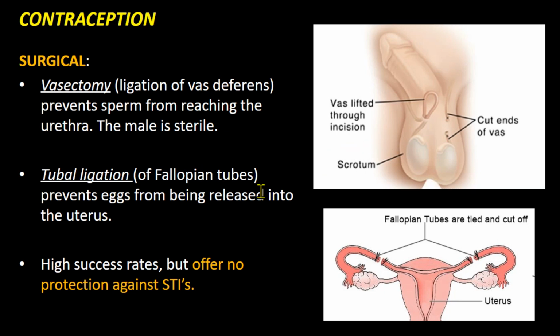Tubal ligation means that the fallopian tubes are tied and cut off. They would prevent eggs from being released into the uterus. So the fallopian tube is basically like you're cutting off a little bridge here. The eggs are still released, but they cannot be implanted onto the uterus, and they cannot be fertilized because the sperm cells will not be able to reach them. These have high success rates, but offer no protection against STIs. The downside of this is that they are more expensive, especially tubal ligation tends to be a kind of invasive surgery, and they are very, very difficult to reverse. They tend to be irreversible.